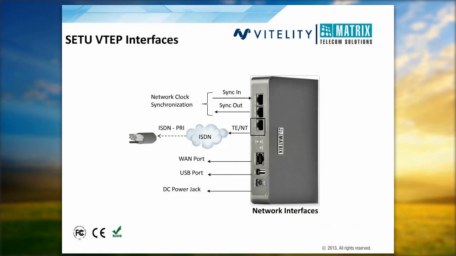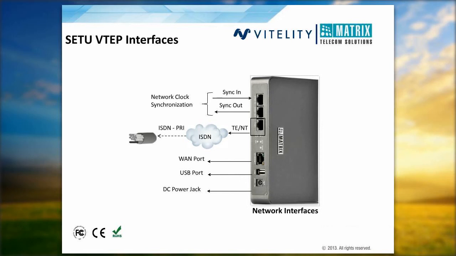One of the things that you will see is that it provides PRI trunking for IPPBX. One of the interfaces has network clock synchronization, so sync in and sync out. By providing these ports, the clock synchronization with the PRI is established. So there is nothing that needs to be done, framing changes and things of that nature, on the PBX side, which is a relief for a lot of system integrators, because once you start playing with that, you never know what's going to happen, and then work may increase. So we take that out of the equation a little bit.